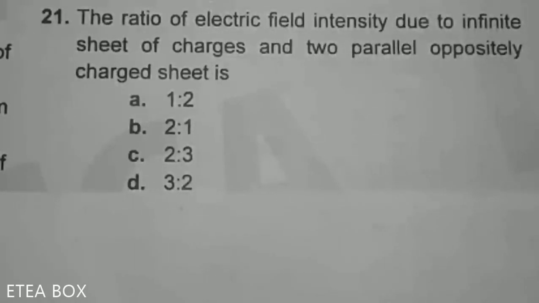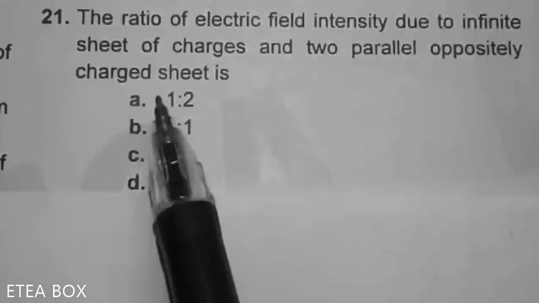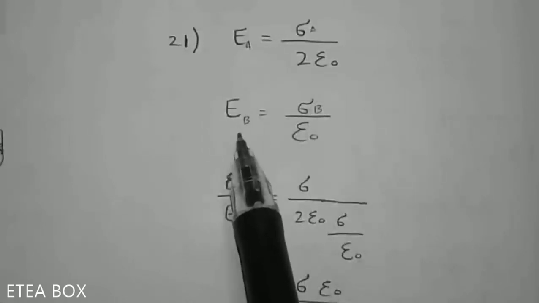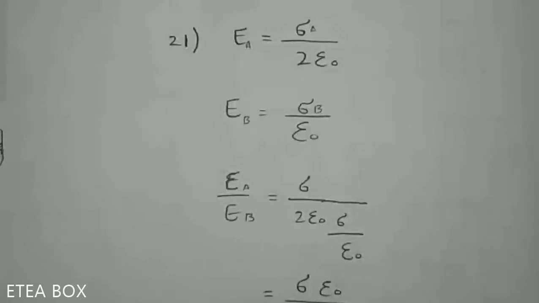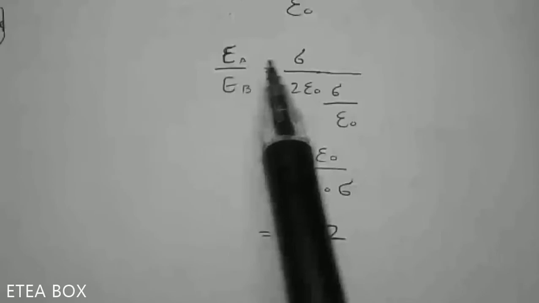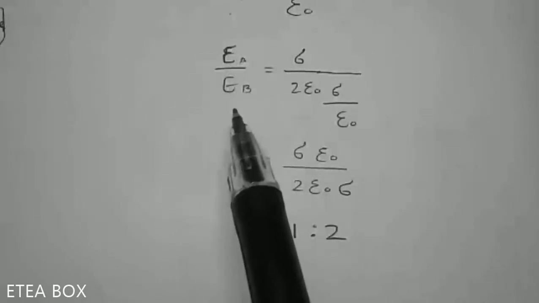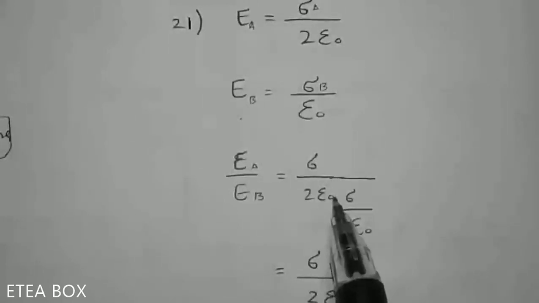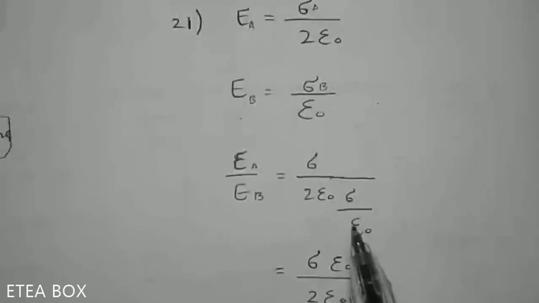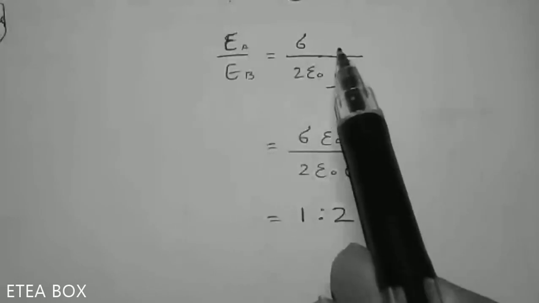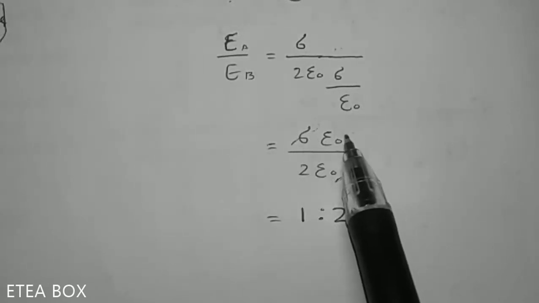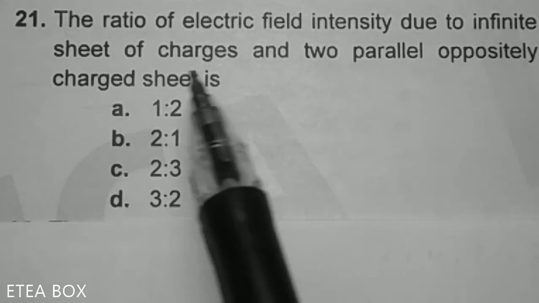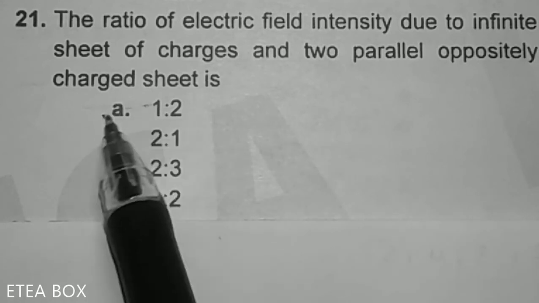The ratio of electric field intensity due to infinite sheet of charges and two parallel oppositely charged sheets. Now we know that in case of infinite sheet the electric field is this, and in case of parallel opposite plates the electric field is this one. Now if we find the ratio, I have named them A and B, so EA divided by EB. Here we know that for A it is sigma divided by 2 epsilon naught, divided by sigma divided by epsilon naught. Bring this one here, so this one will cancel this one, and the ratio will be 1:2. Now look at the option: the ratio is 1:2.